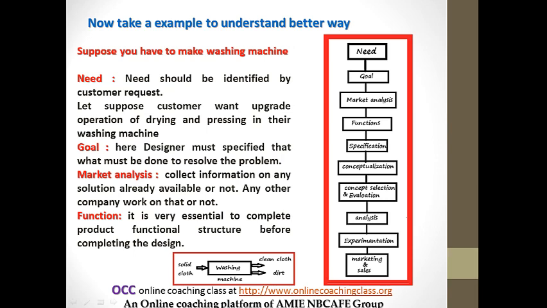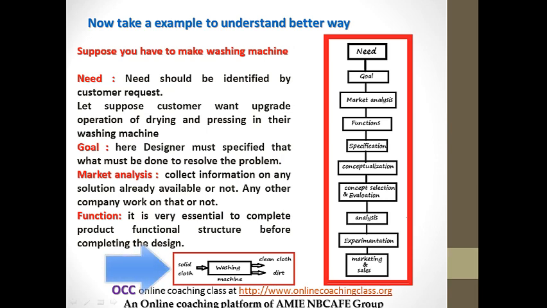After the goal, we come to market analysis. In this section, collect information on whether any solution is already available, and whether any other company works on that or not. Those types of general information we should collect before we plan to make a design for a product. Now the next step is function. Now what is a function? Function is we have to set a plan for how our machine will work.